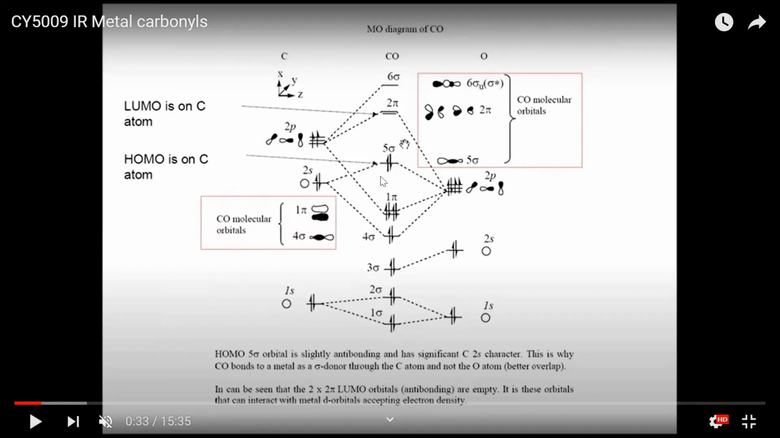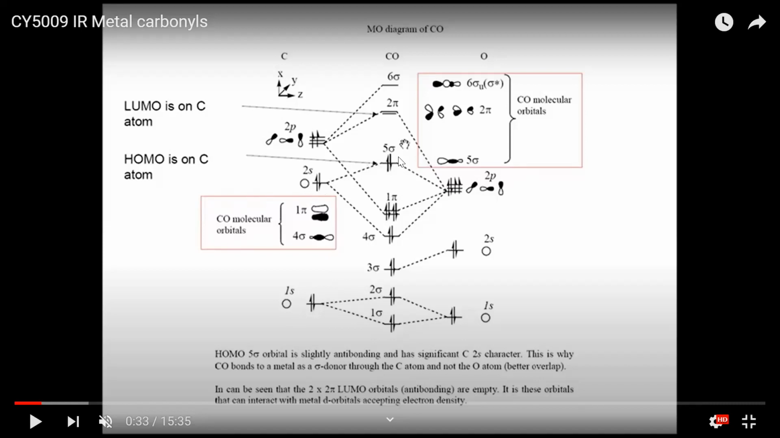Now, this side is carbon's atomic orbitals, this side is oxygen's atomic orbitals, and the center one is the molecular orbital of carbon monoxide. If you look at the molecular orbitals of carbon monoxide, you will find the HOMO, the highest occupied molecular orbital, which is the 5 sigma here. This is closer to the carbon than to the oxygen. Therefore, the electron density is higher on carbon.